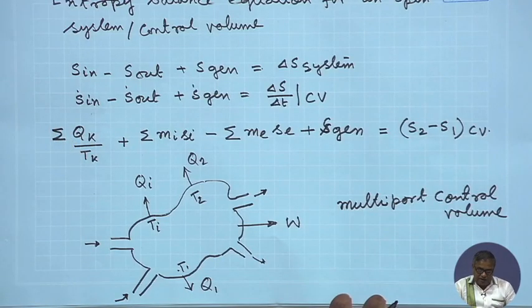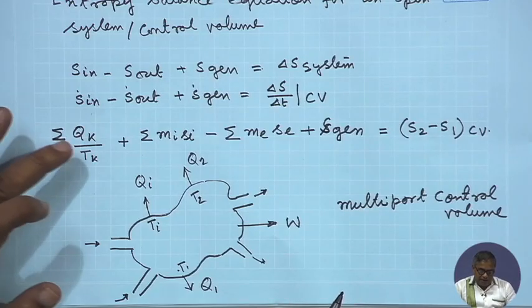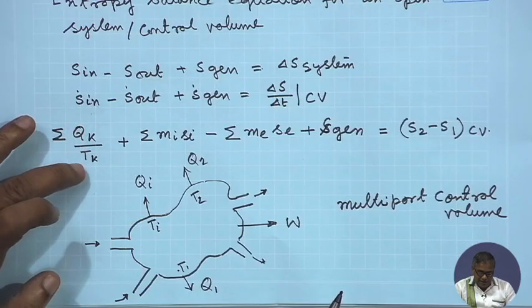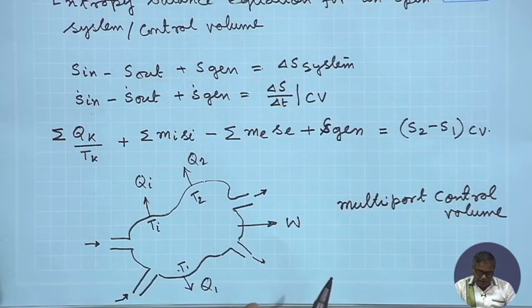For a certain duration, if Q_k is the heat transfer at a temperature T_k, then Q_k by T_k is the entropy exchange between the control volume and the surroundings, and the direction of exchange will be decided by the direction of heat transfer. So, this is one part of the input.